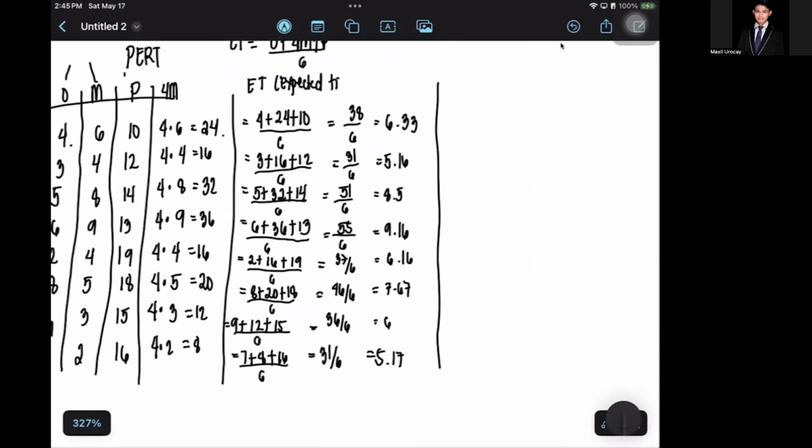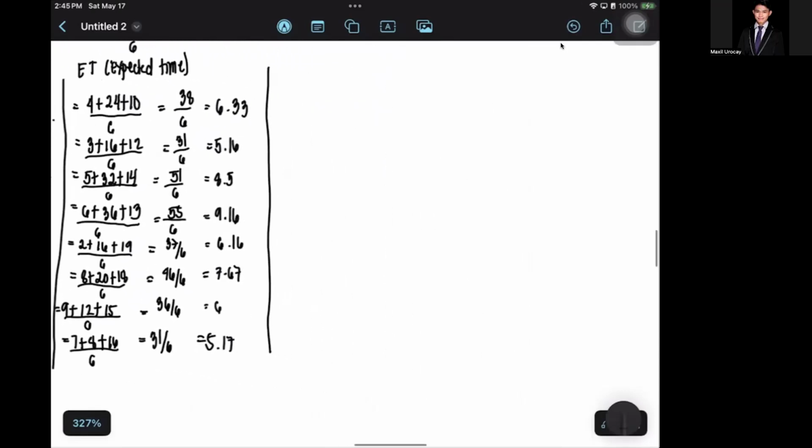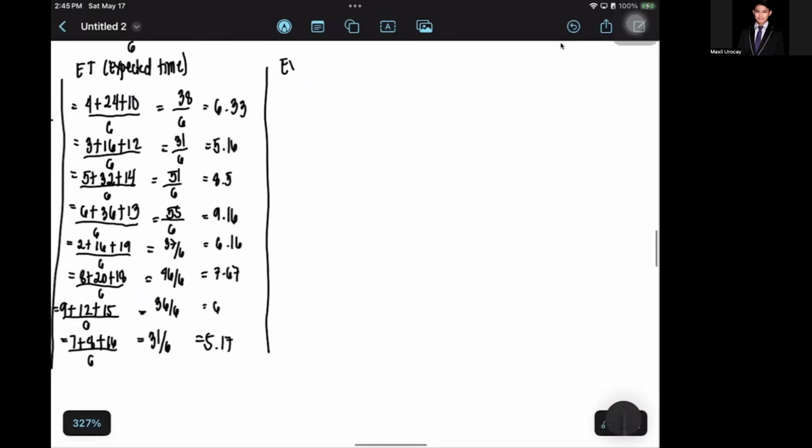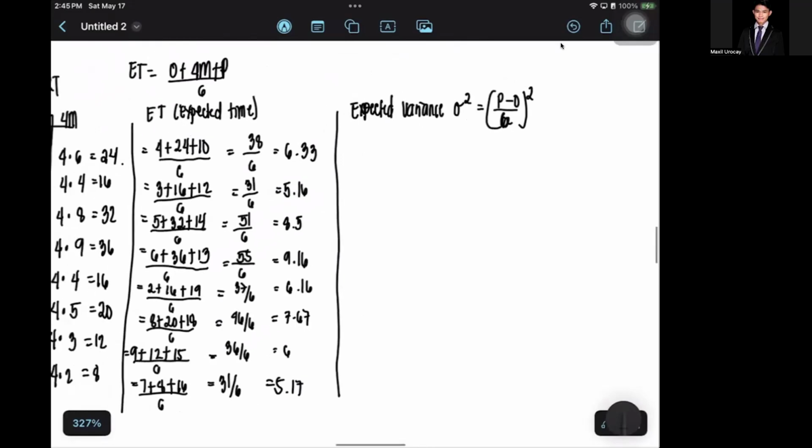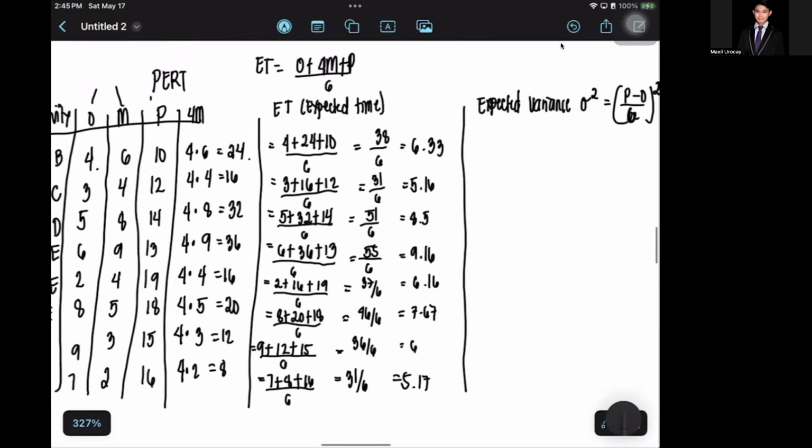Expected time. And you will have to calculate as well the expected variance of each activity. The expected variance is the theta squared, which will be the P minus O over 6, that is 6 squared. So that's how you will calculate that here. Then for the expected variance, your P here is definitely 10, 10 minus your O is 4, divided by 6.